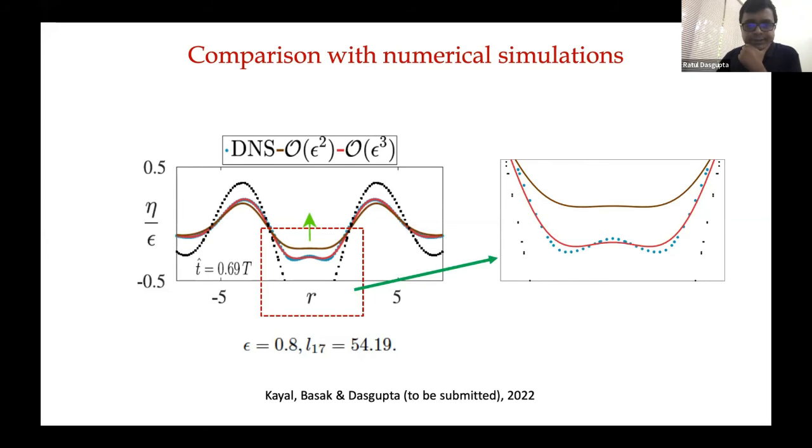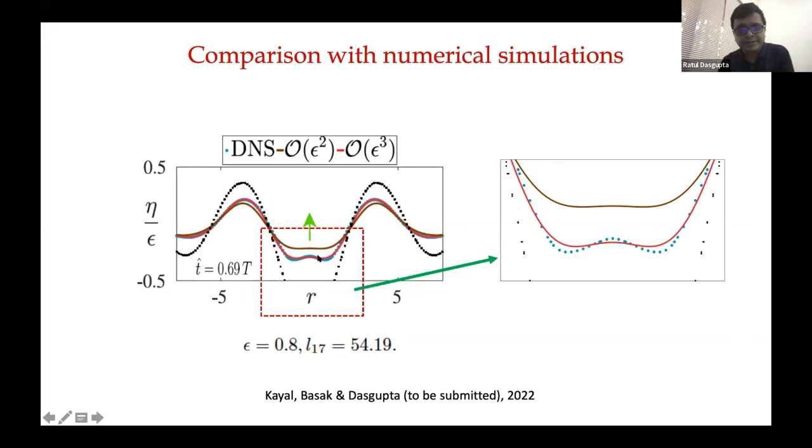Okay, so we now have only two non-dimensional parameters, which is epsilon and LQ. We have done the same process, but we now go up to one order higher. I'm just straight away going to show you the comparison. We are doing this because this is again a weakly nonlinear theory.